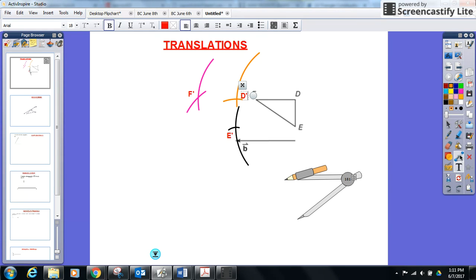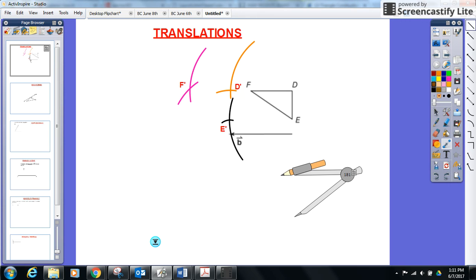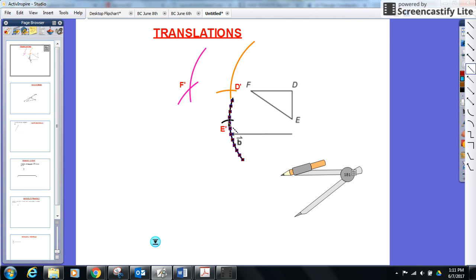And let's just connect our triangle now. So E prime to D prime, F prime to D prime, and E prime to F prime. So D prime, E prime, F prime is our translated triangle along vector B.